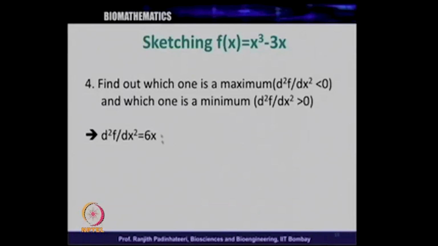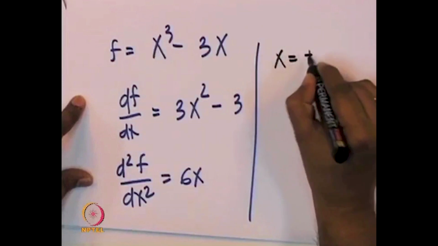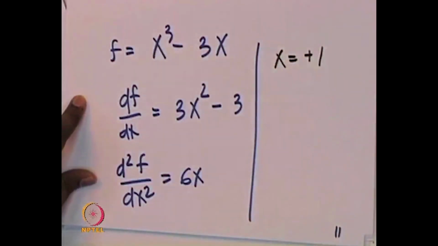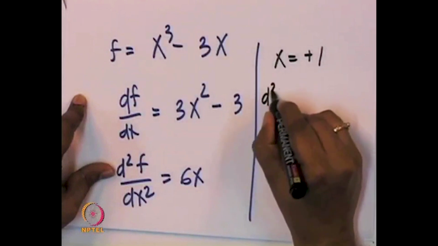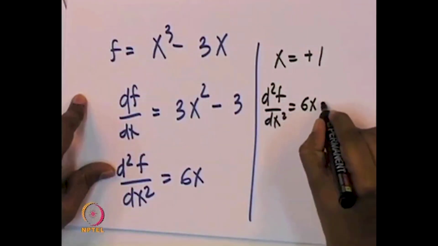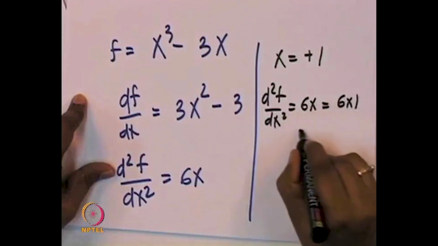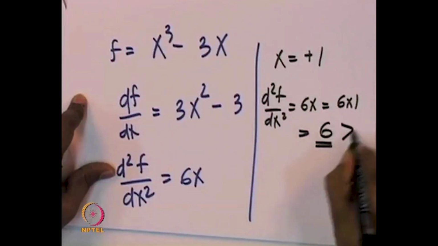So, now let us substitute x equal to +1 or -1 here. We know that at x equal to +1, it is either a maxima or a minima. So, let us substitute x equal to +1. So, we have d square f by dx square equal to 6x, which is 6 into 1. So, we substitute x equal to 1 and you get 6, which is greater than 0.